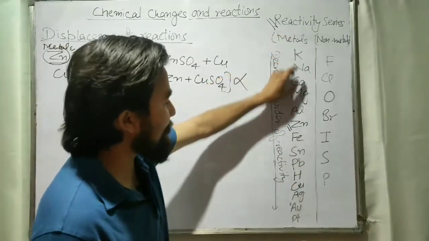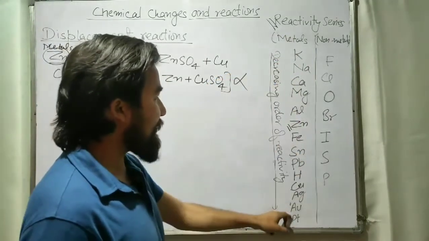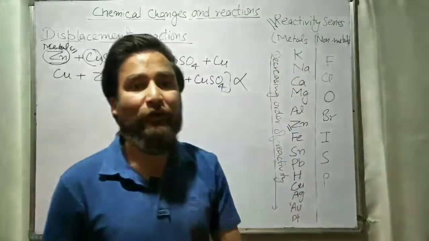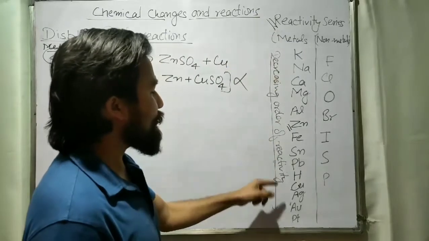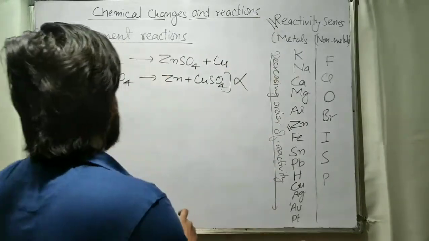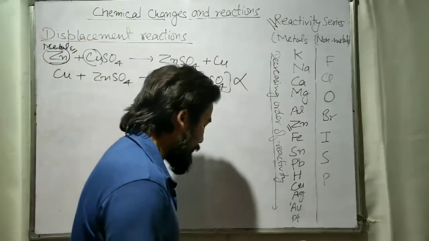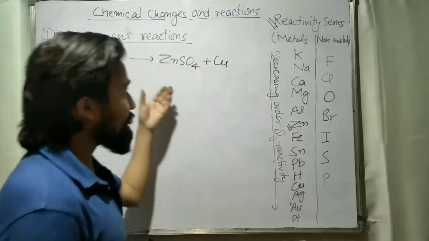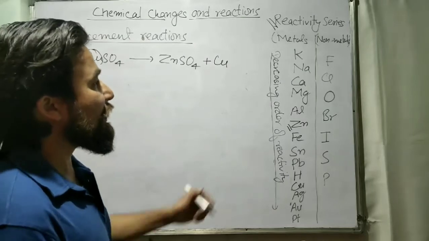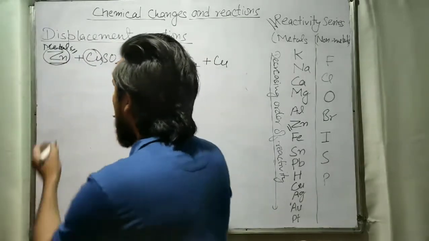For example, potassium can displace any of them, but none of them can displace potassium from a compound. So you have to remember that a more reactive metal is going to displace a less reactive metal. It means this reaction cannot take place. This reaction is not going to happen. Only the above reaction is going to happen. These are the examples. Now let's see an example of a non-metal.